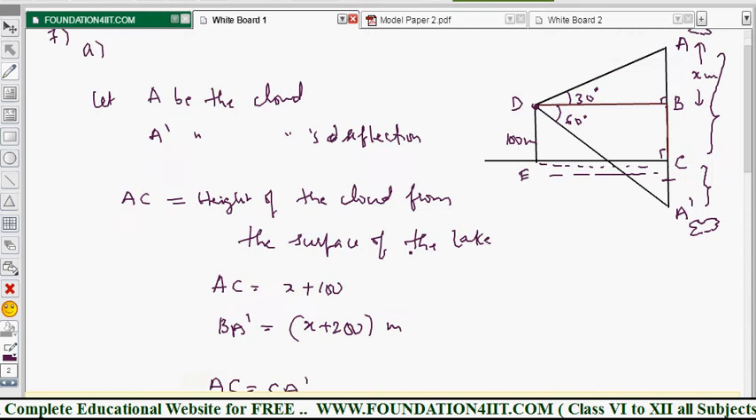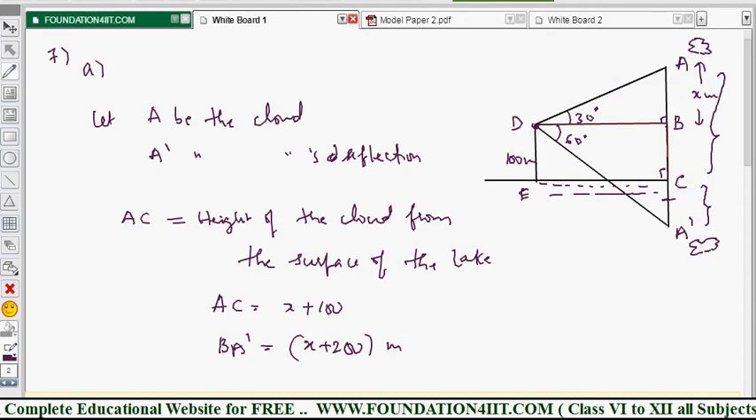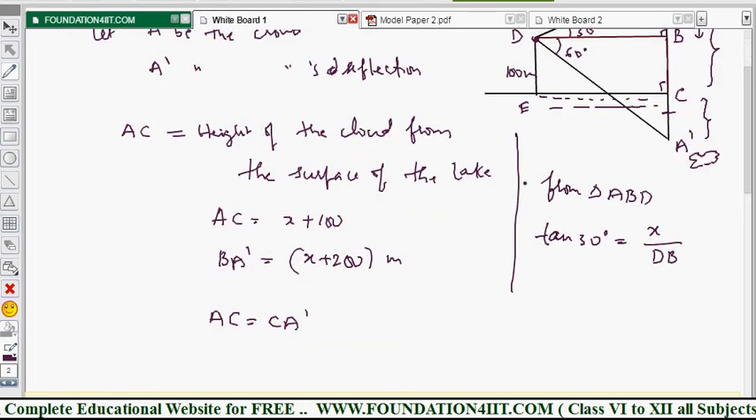Now we take the triangle. First, triangle ABD. From triangle ABD, tan 30 is opposite by adjacent. Opposite is x and adjacent is DB. Tan 30 is 1 by root 3, equal to x by DB. Then DB is equal to x root 3 meters.